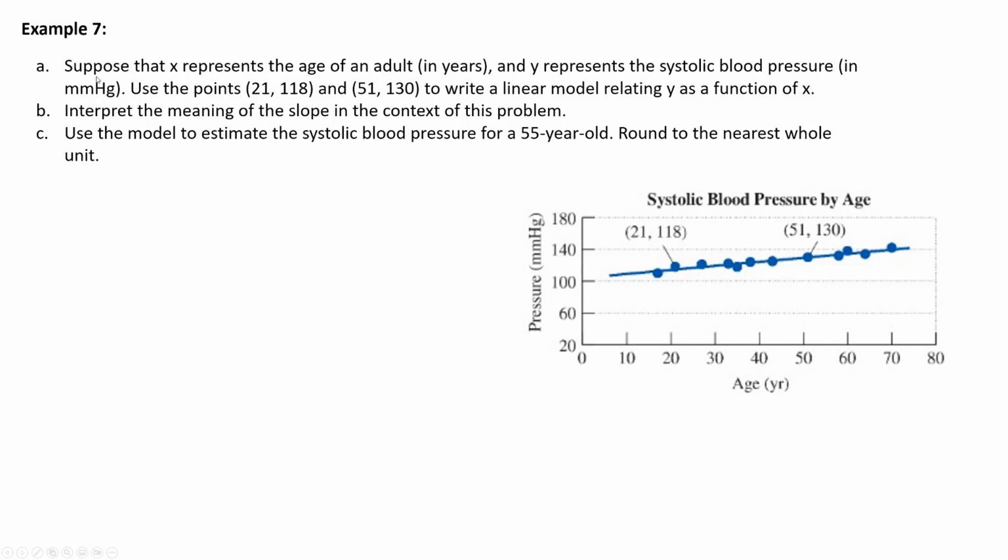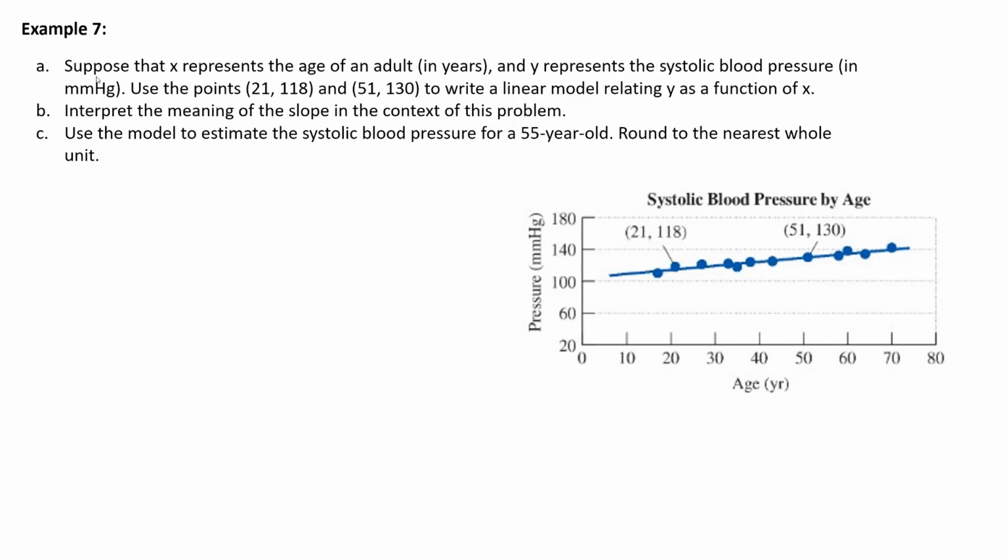Okay, this is the example we didn't get to go over in class. We have a graph of systolic blood pressure by age, where the x-axis is the age of the person and the y-axis is the systolic blood pressure in millimeters of mercury. Systolic blood pressure is your blood pressure when your heart beats, and that's the top number of your blood pressure. The bottom number is your blood pressure between beats, just in case you wanted to know.